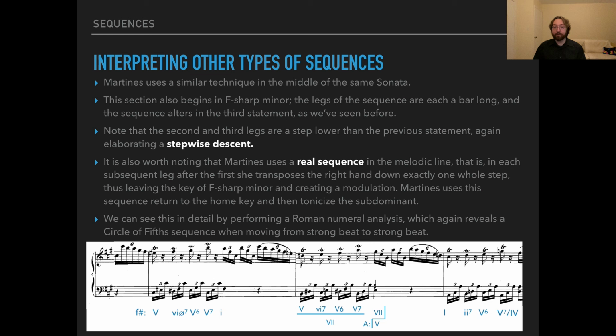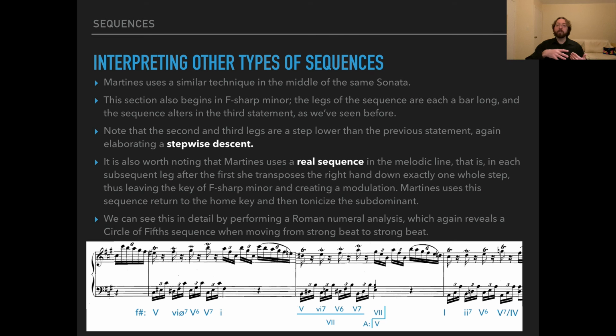elaborating that 5 chord. So if we gloss over that second triplet beat in each of the legs, we see that we actually have a circle of fifth sequence. C sharp major going to F sharp minor, then B with a seventh going to E, then A going to D.